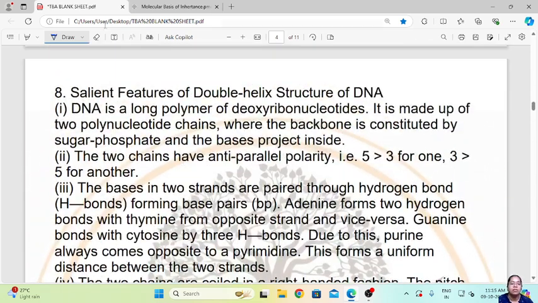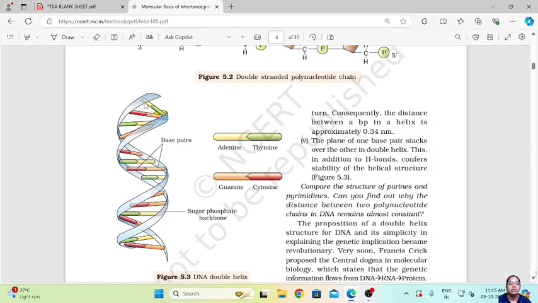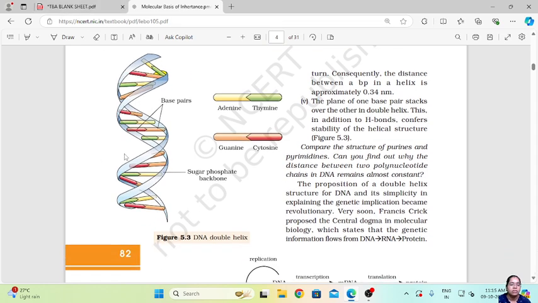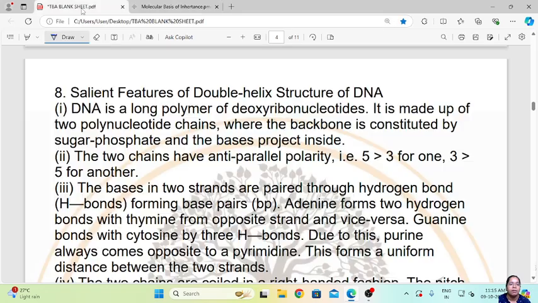So these are the salient features of the double helix DNA. This is a double helix DNA wherein these are the base pairs, this is the sugar phosphate backbone, and these are the base pairs which are held by hydrogen bonds. So this is the structure of double helix DNA.